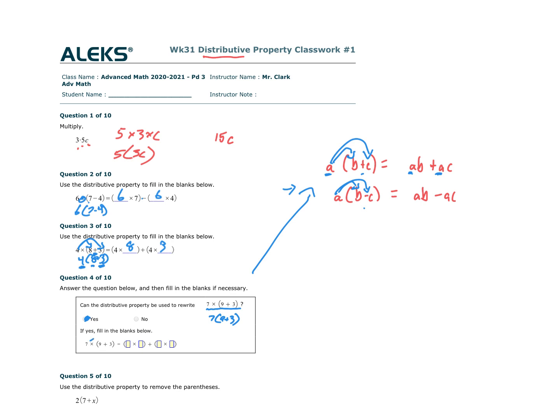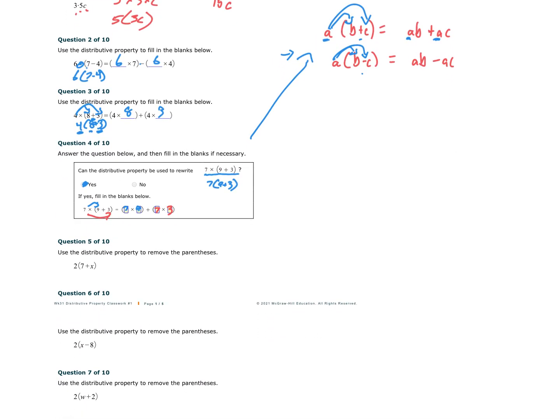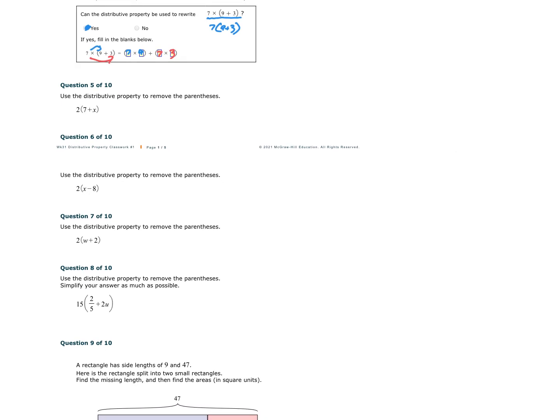So it's the same as 7 times 9 plus 7 times 3. All right, we are just distributing. We're just kind of changing the order of events, our order of operations, which will be very helpful when we get to variables.